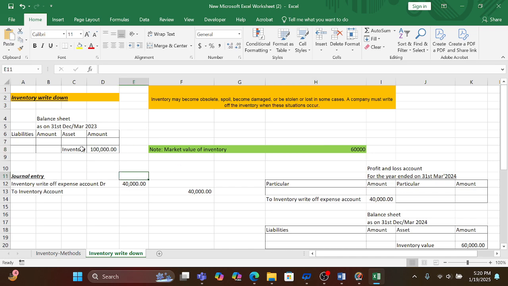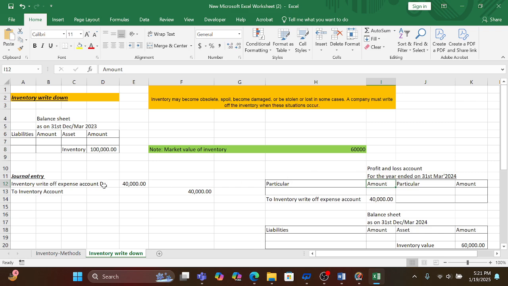So we will post an entry. When we purchase inventory, our entry will be inventory account debit to bank, because the bank balance is reducing, so we credit it. But here our inventory is reducing, so we will reduce the inventory. So our entry will be inventory write-off expense account debit to inventory.